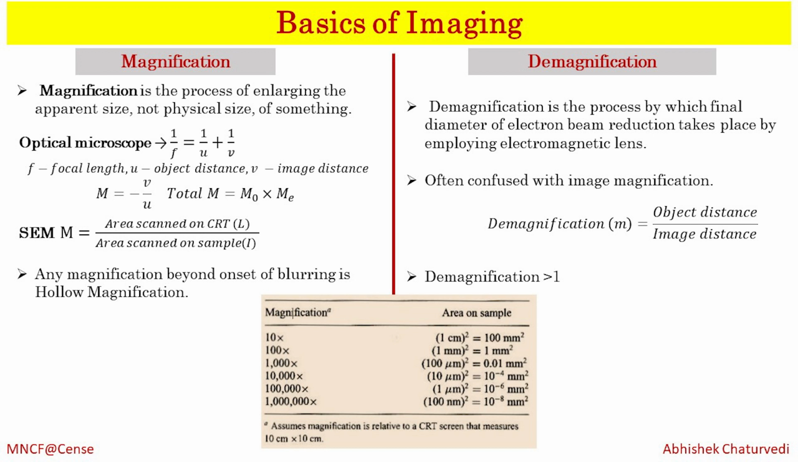Now demagnification. Please understand, demagnification is not the inverse of magnification, but it is just the process of chipping down the beam which is coming out of your filament, right? The gun is producing the electron beam. The process of chipping it down with the help of apertures, the condenser lens, and the objective lens is known as demagnification.